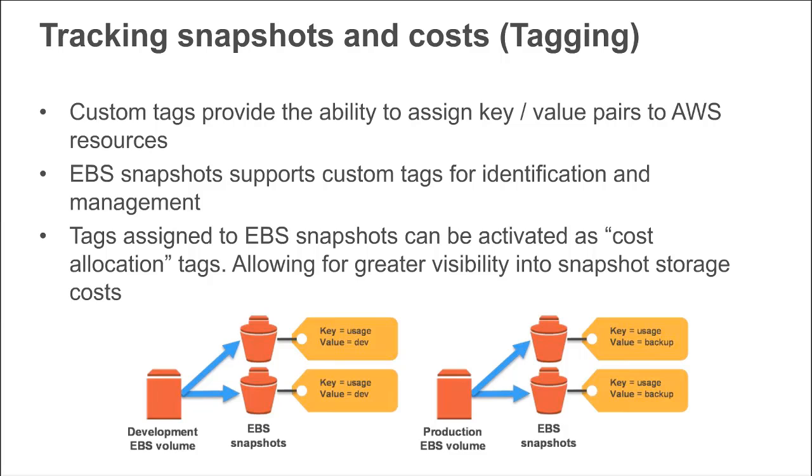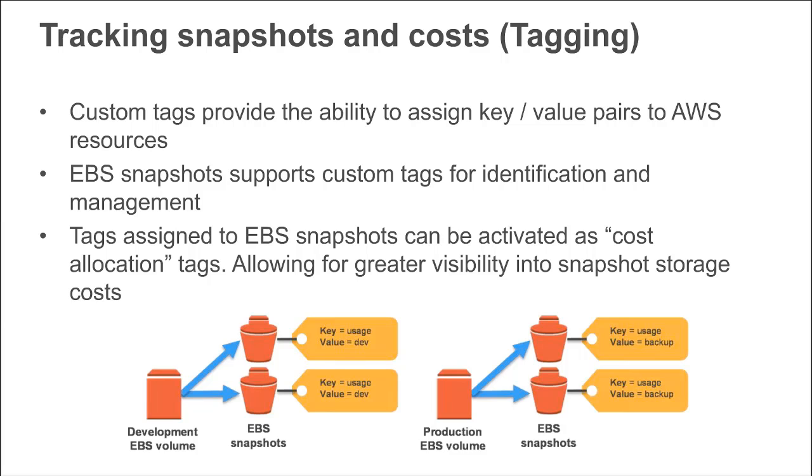Tagging is an important feature that allows you to better manage your AWS resources. Tags give you the ability to assign a simple key value pair to AWS resources like EC2 instances, EBS volumes, and even EBS snapshots. This allows you to logically group resources together to help visualize, analyze, and even manage resources together.